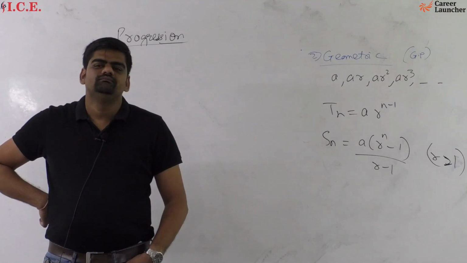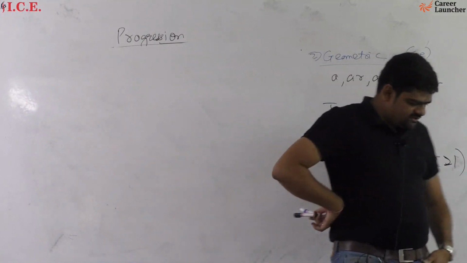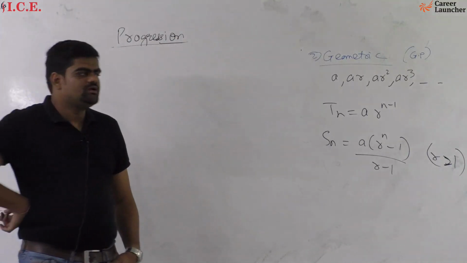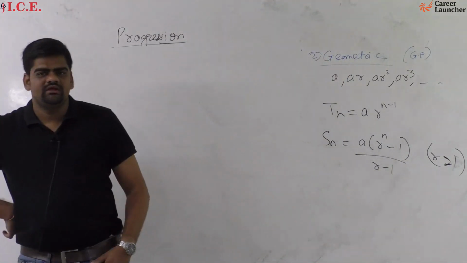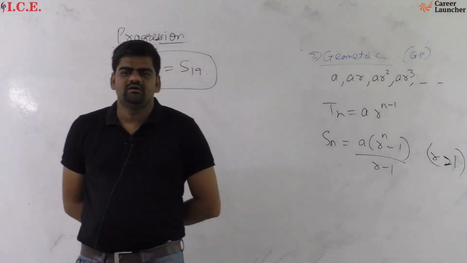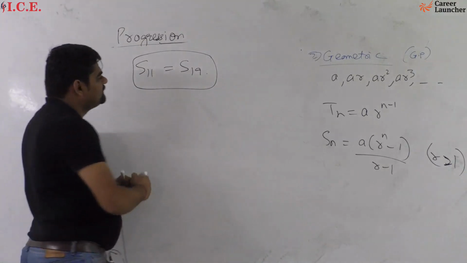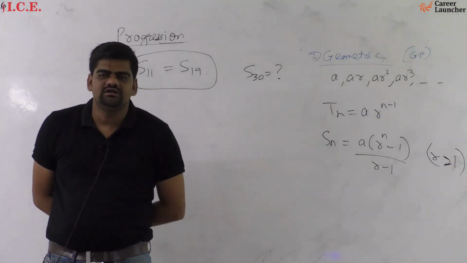The sum of first 11 terms of an AP is equal to the sum of first 19 terms of that AP. Then find the sum of first 30 terms of that AP.